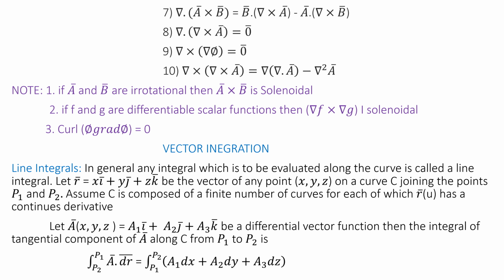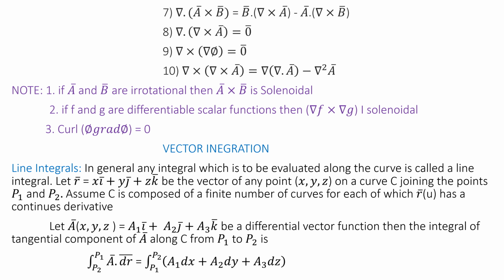Okay, note point number 1: if a bar and b bar are irrotational, then a bar cross b bar is solenoidal. Okay, so remember these points, these are very important while solving the numericals. If f and g are differentiable scalar functions, then del f cross del g is solenoidal. Curl of gradient of phi is equal to 0. Okay, so those are the important properties you have to remember.